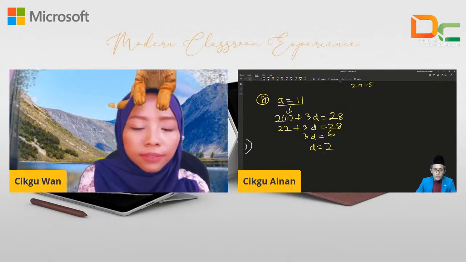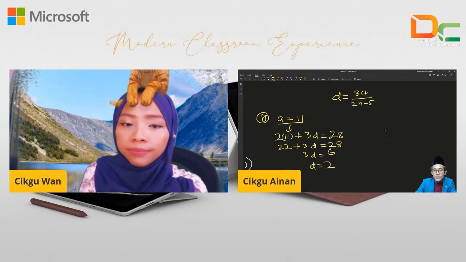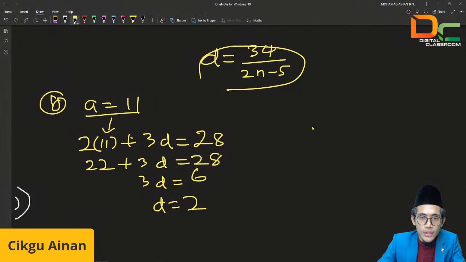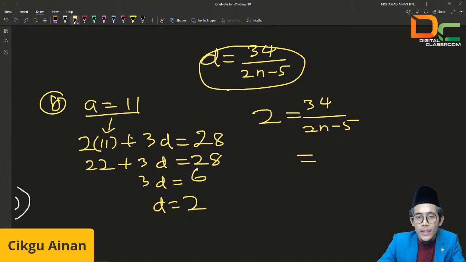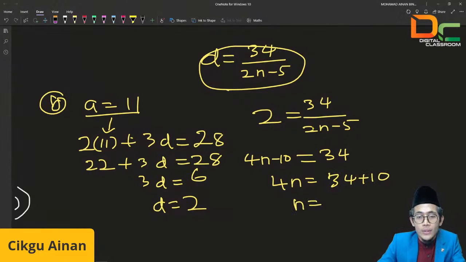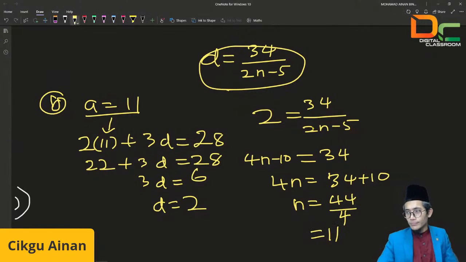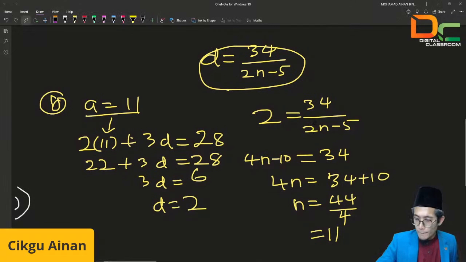Okay, so D is 2. From here, we know D is 2. So we substitute D over here. 2 equals 34 over 2n minus 5. And then it's 4n minus 10 equals 34. So 4n equals 34 plus 10, n equals 44 over 4, therefore it's 11. Okay, n is 11.